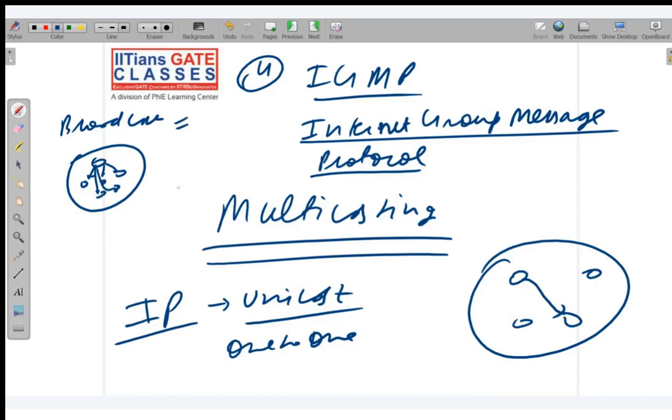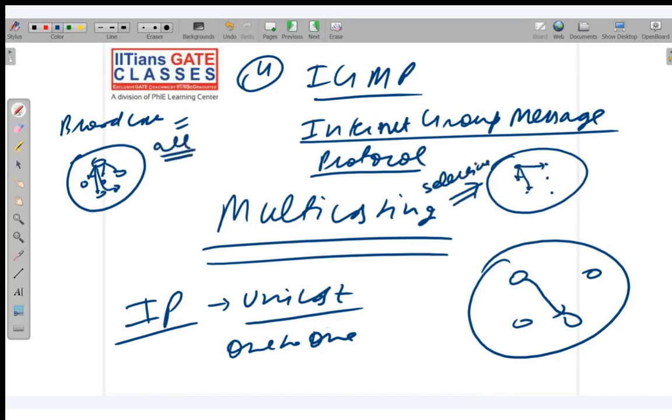Multicasting means selective. Like in a network, we have say a few nodes and you want to send a message to this node and this node. Only these three. That is multicasting. Multicasting is selective. Broadcasting means all. Unicasting means one to one. So for multicasting, IGMP is used and it is not in the syllabus. So we will simply leave it.